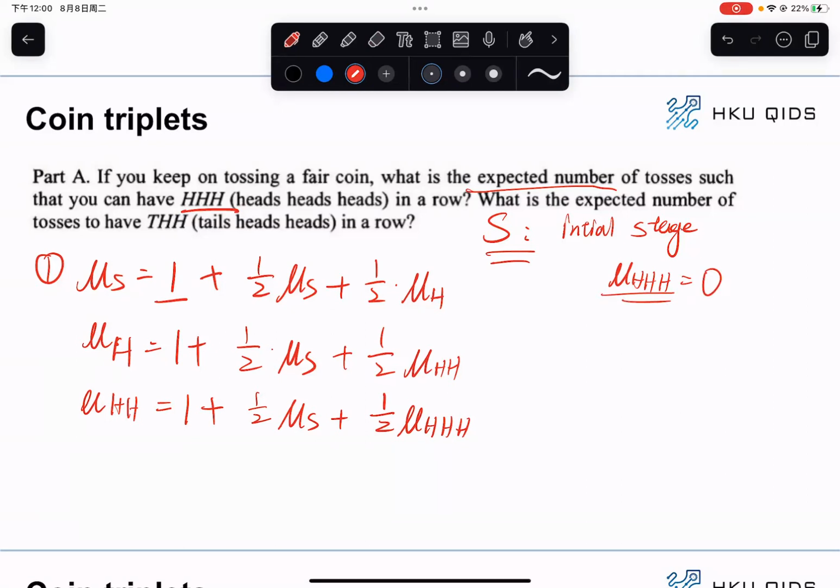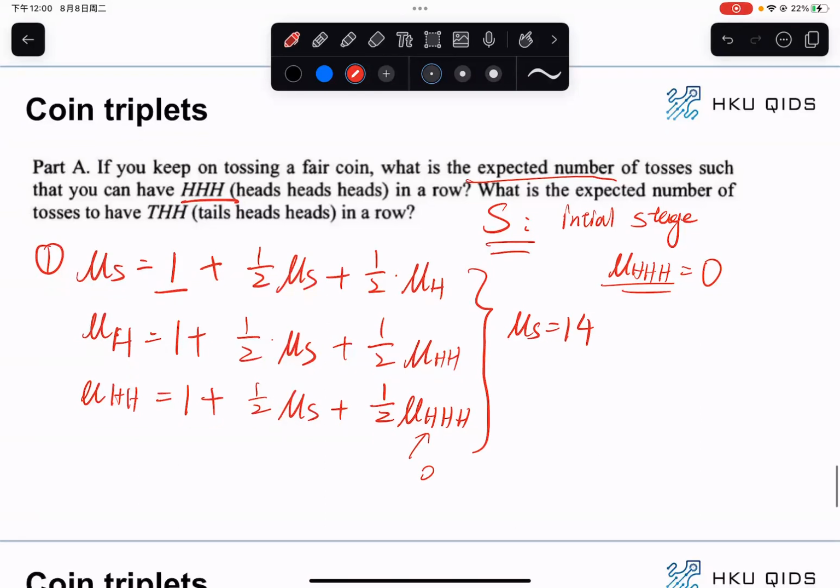So if we are already at the triple H state, then how many tosses do we further need to get into triple H? 0, right? Because we are already there. And by combining these 3 equations together, because this is 0, we can solve the problem to be US equal to 14. Okay, it is going to be quite easy.